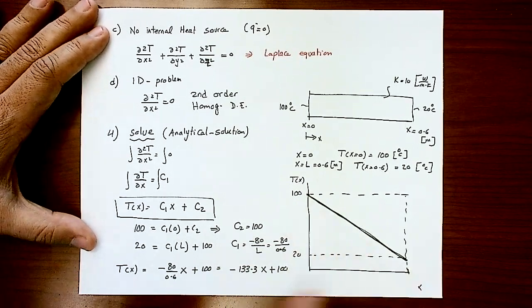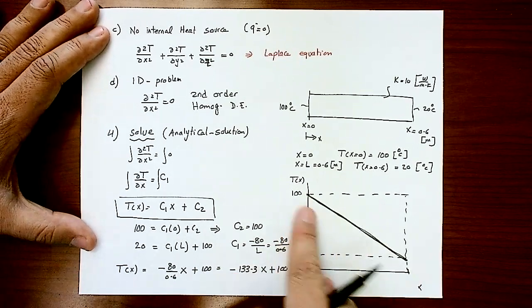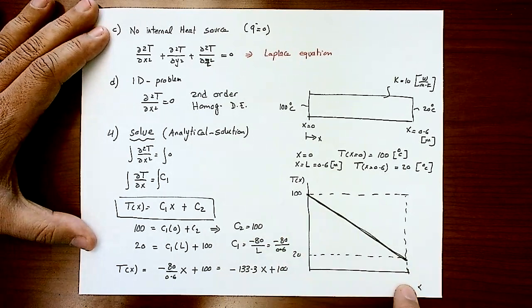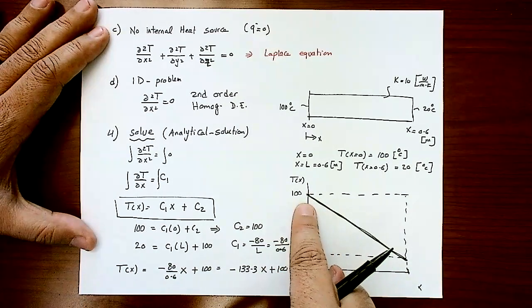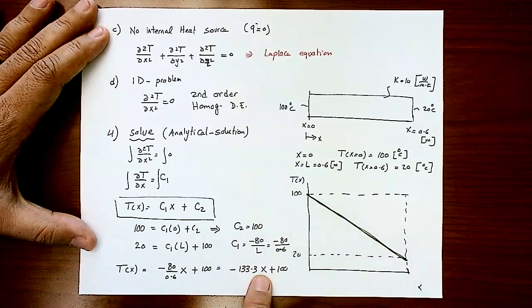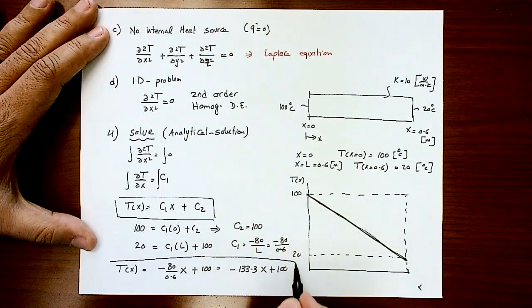It's obvious this line has a negative slope. It's clear, temperature decreases as you go further with x. So at x equals 0, if you put x equals 0, I end up having T at x equals 0 is 100. So it satisfies the first boundary condition. If I put x equal 0.6, which is here, I'm going to have minus 80 plus 100. It's going to give me 20. So by applying the boundary conditions, this formula seems to be perfect and correct.